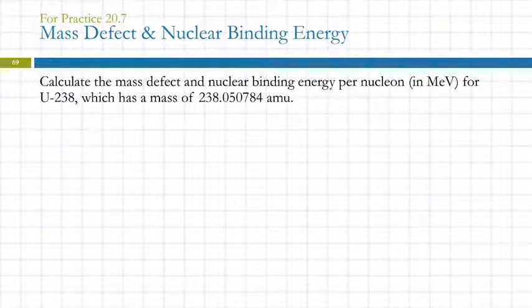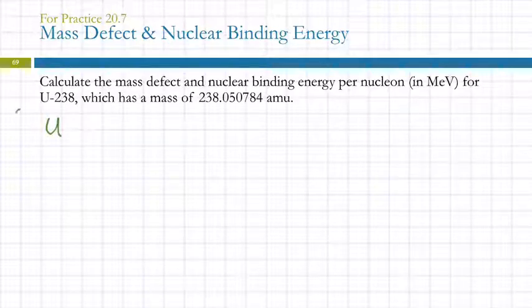Okay, so in this problem we're asked to calculate the mass defect and nuclear binding energy per nucleon for uranium-238. So uranium-238 has a mass of 238.050784 atomic mass units. Did they give us all the numbers we need here? No, they didn't. How do we calculate the mass defect? We're going to have to add up the components, right?